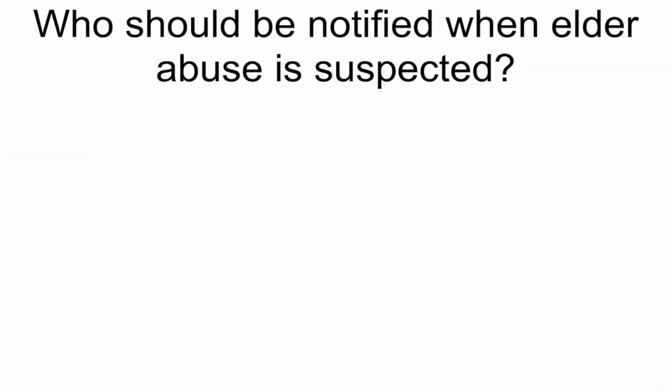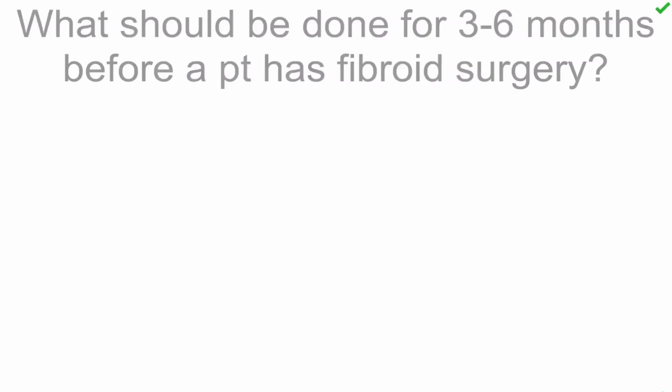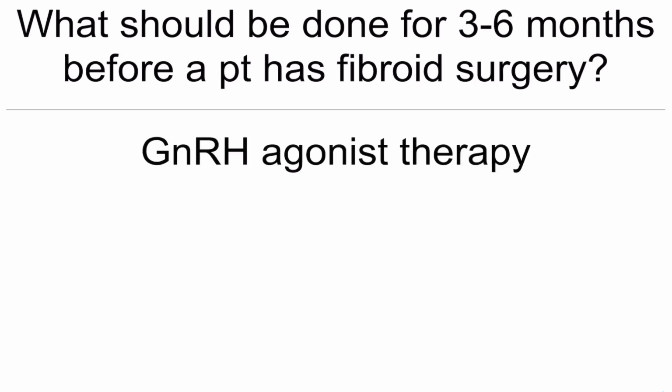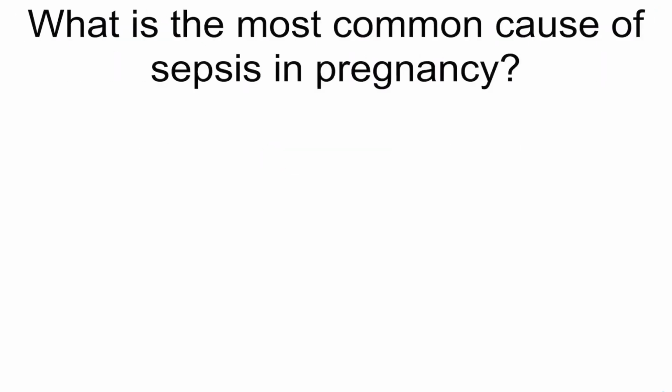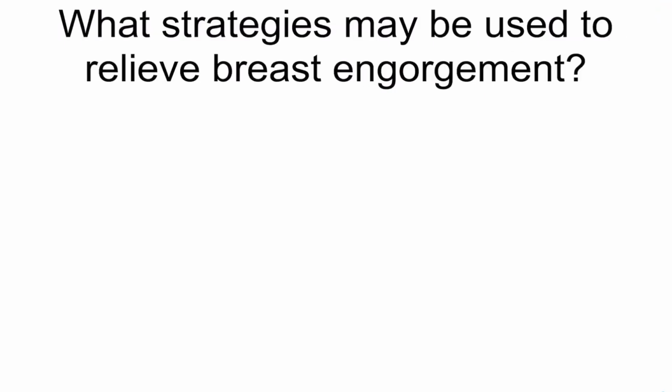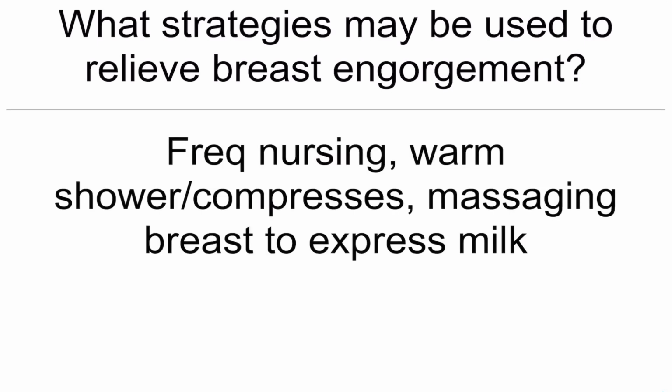Who should be notified when elder abuse is suspected? Social services. What should be done for 3 to 6 months before a patient has fibroid surgery? GnRH agonist therapy. What is the most common cause of sepsis in pregnancy? Acute pyelonephritis. What strategies may be used to relieve breast engorgement? Frequent nursing, warm shower or compress, and massaging the breast to express milk.